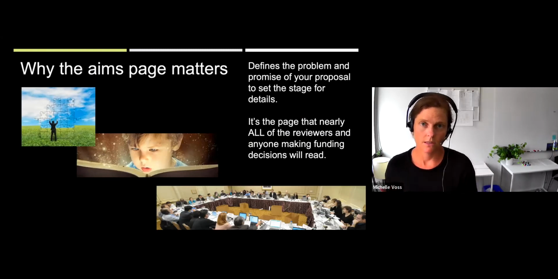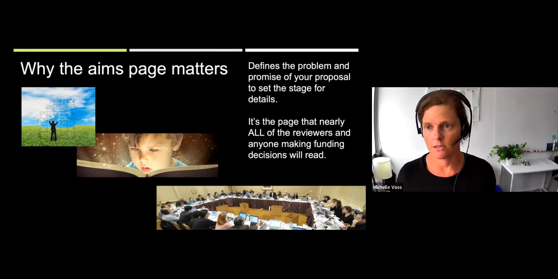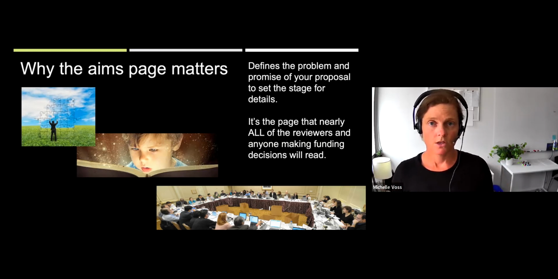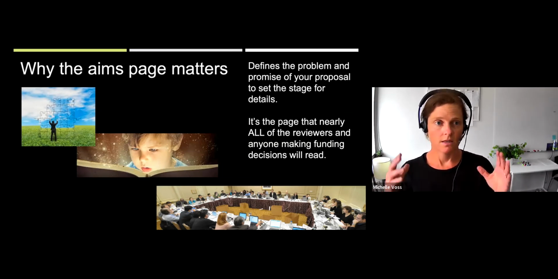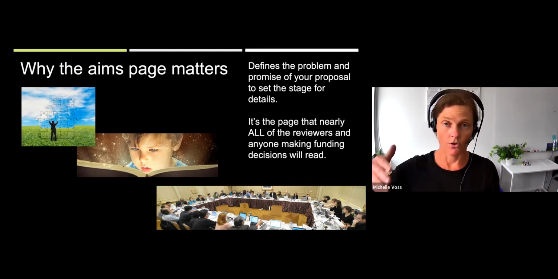Okay, so this leads into why this aims page matters. It's your one page that encapsulates the problem. It defines the problem and the promise of your proposal to set the stage for the rest of the grant. So this is the first page of the proposal. Everyone will read it first when they are about to read what could be either a 6-page or a 12-page proposal. And because it encapsulates the whole project, it scaffolds, like a blueprint or a roadmap, what the reader is about to read.